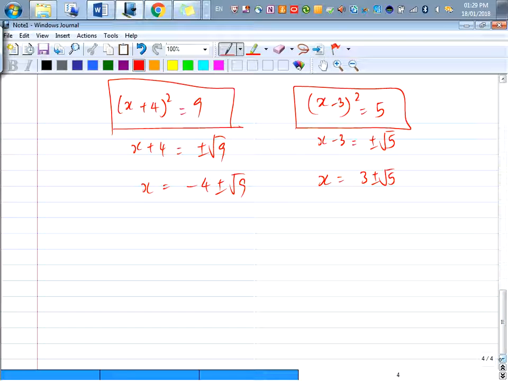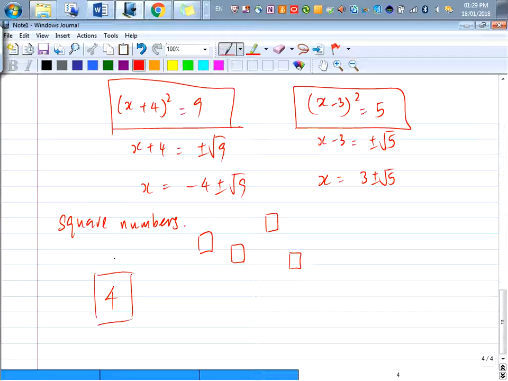Let's consider some simple numbers, okay? Square numbers. Okay, let's assume that I give you 4 identical squares. 1, 2, 3, and 4. 4 identical squares. Can you use 4 identical squares to form a big square? Can or cannot? Can, right? What will the square look like? Isn't it like this? Yes?